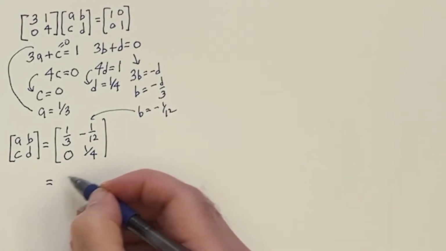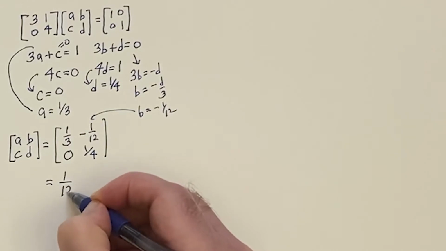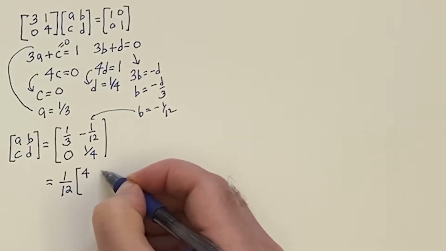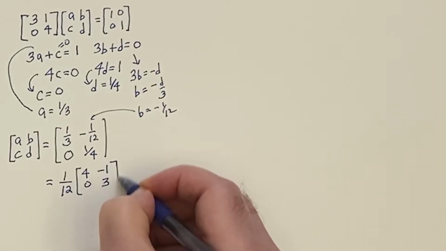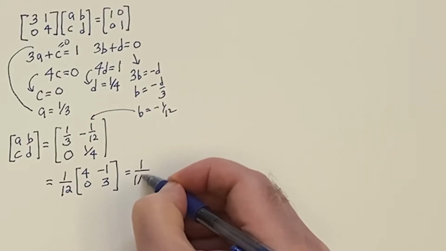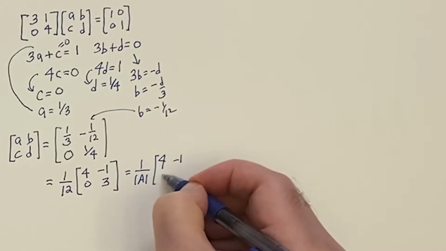And we can write this out by pulling out that common denominator again. Here, 1/12 is going to be pulled out. Then we have a 4, a minus 1, a 0, and a 3. So this is 1 over the determinant, and then 4, minus 1, 0, and 3.